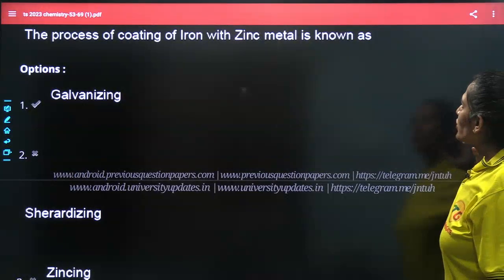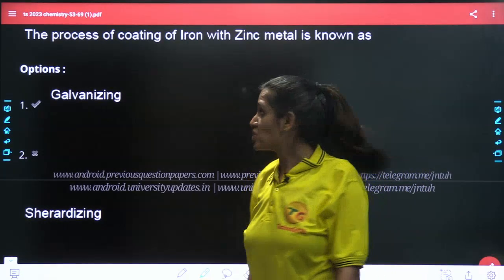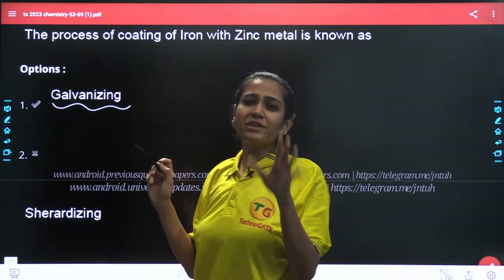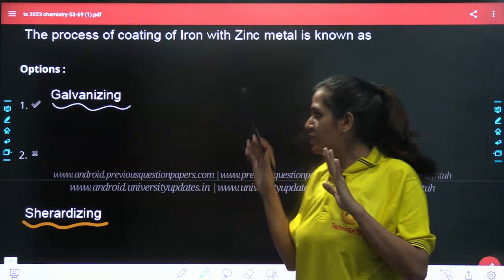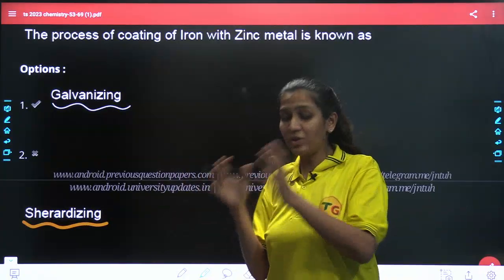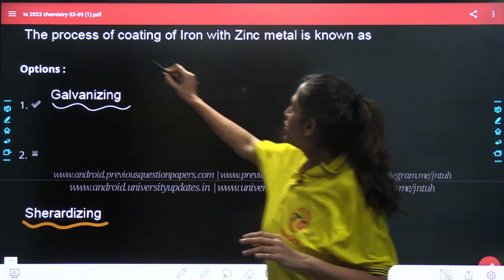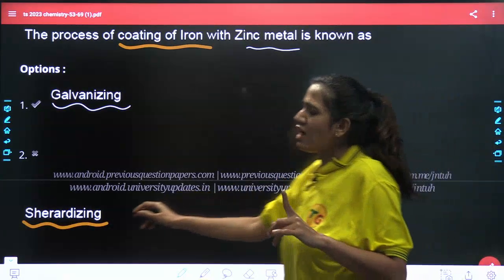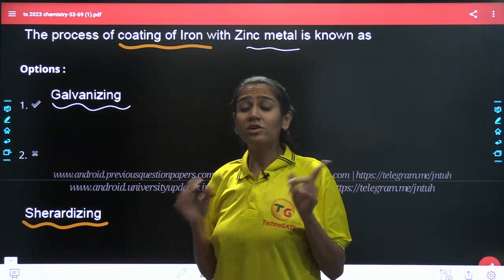The process of coating iron with zinc metal is known as galvanization or galvanizing. So the correct option is galvanizing. Do not get confused between these two terms. Here we simply take iron and dip the iron metal in zinc solution. That's it. That is the simple coating of iron with zinc metal. That is galvanizing. The other is a high temperature process in which iron reacts with zinc powder. That's a different thing.